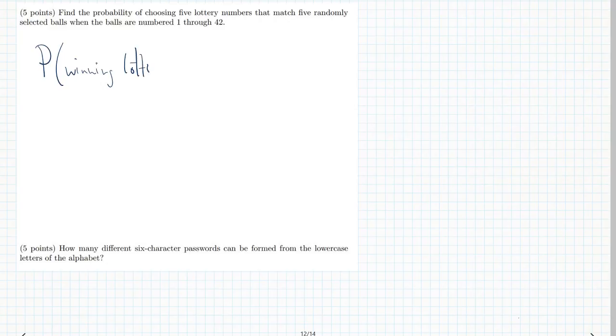So we want to find out the probability of winning the lotto. Now, how many winning tickets are there? Well, there's only one winning ticket. So then we need to divide by the total number of tickets. So this is the tricky part, right? How many tickets are there?